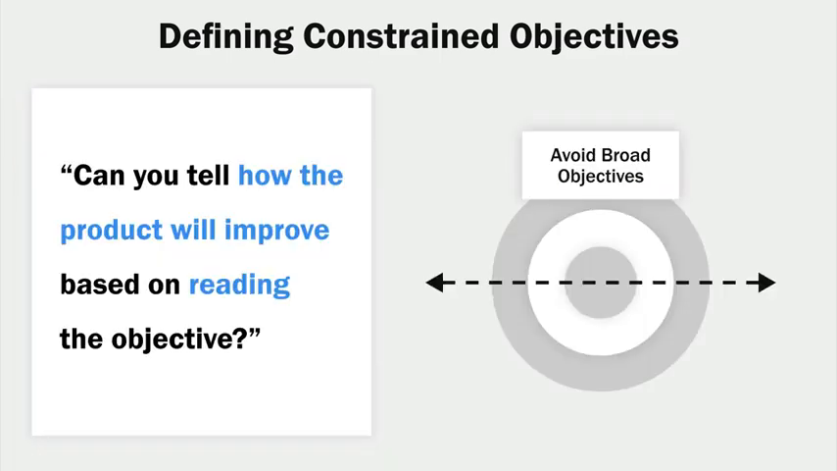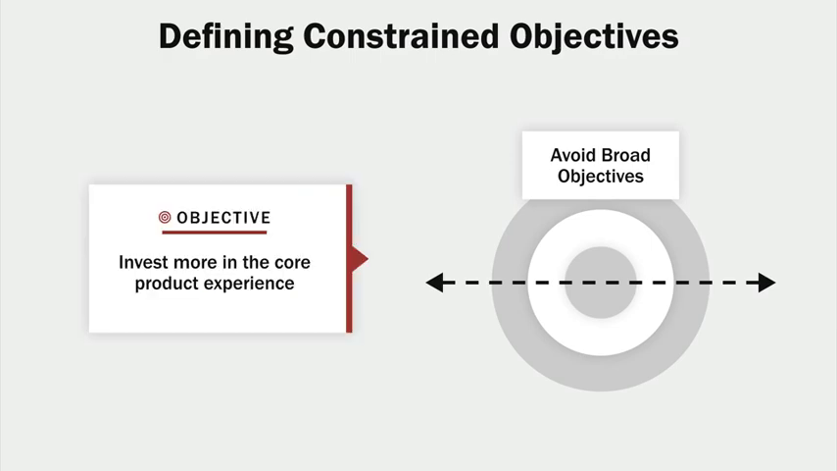To avoid making your objective too broad, a good litmus test is to ask yourself, can you tell how the product will improve based on reading the objective? This would mean goals like invest more in the core product experience would be too broad to be an objective, since you can't tell how the product will specifically improve.